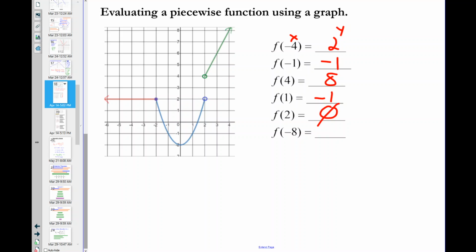And negative... I can't even see negative 8. That has to be undefined also, right? No. Why? Because it is horizontal and it goes on forever. So by the time it crosses negative 8, we'll still be at 2.